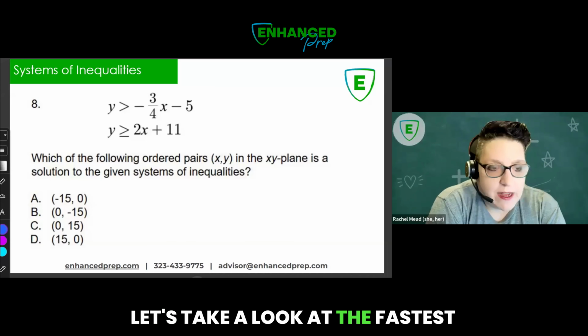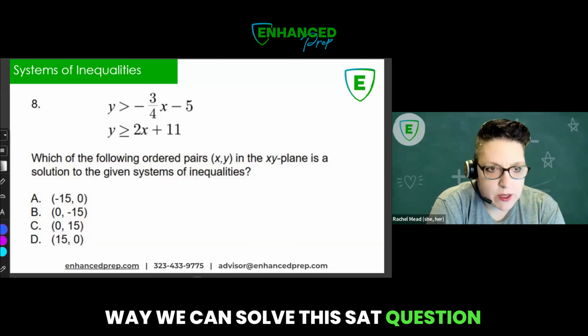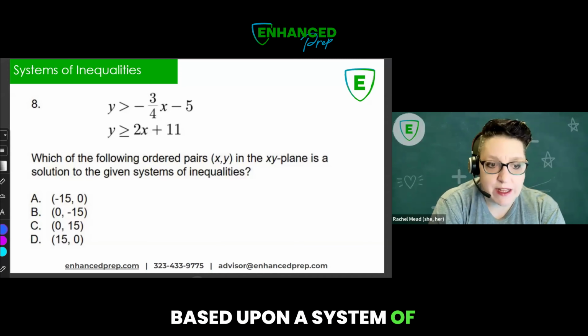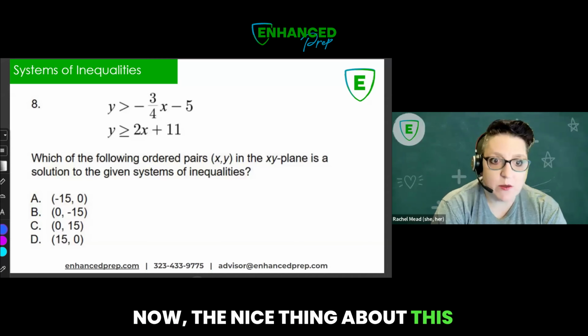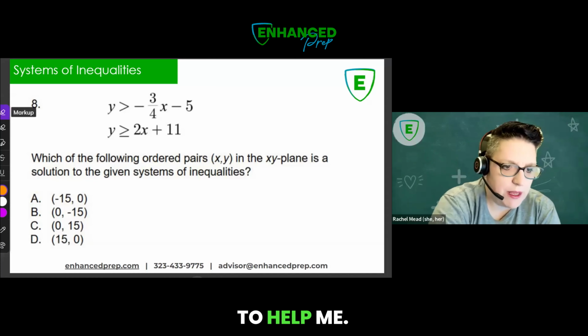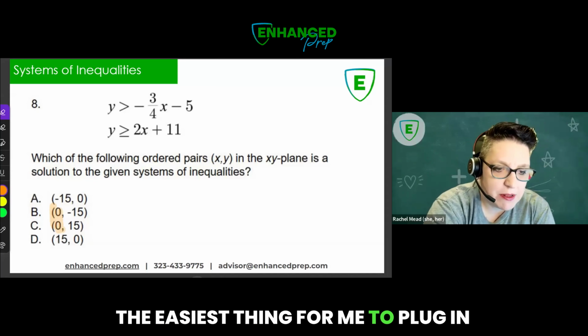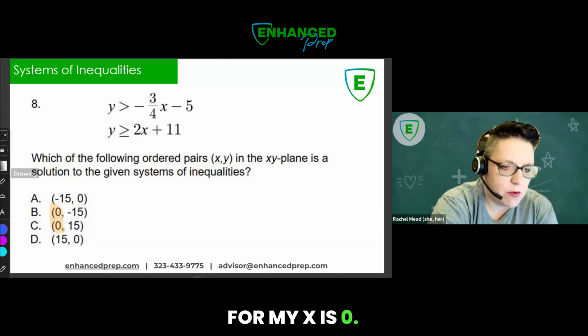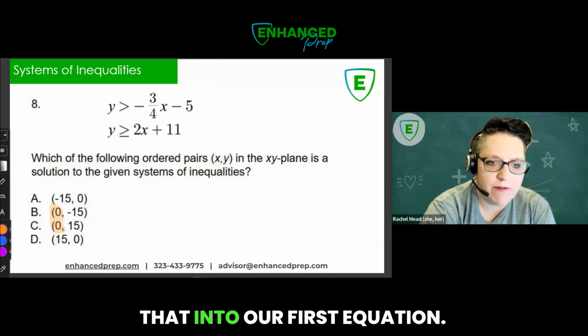Let's take a look at the fastest way we can solve this SAT question based upon a system of inequalities. Now, the nice thing about this question is it's actually multiple choice, so I'm going to use those answers to help me. The easiest thing for me to plug in for my x is 0. So let's go ahead and plug that into our first equation.